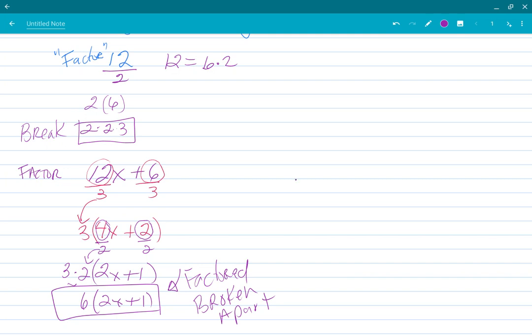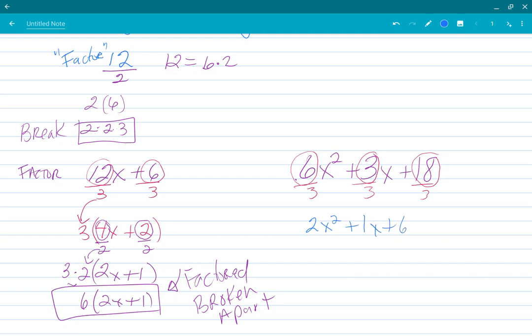All right, so let's do another one. 6x squared plus 3x plus 18. So let's look at the numbers first. What number divides into this one and that one? 3. So let's divide them all by 3, and then put the new answer, which would be 2x squared plus 1x plus 6. But don't forget to bring out the 3.